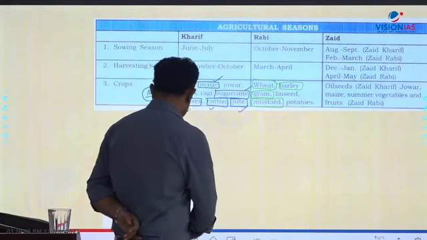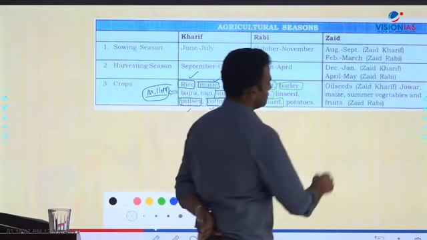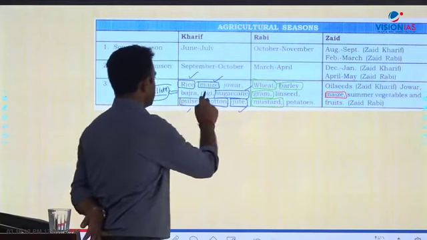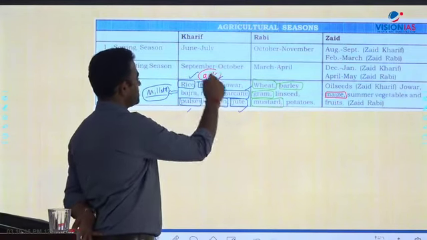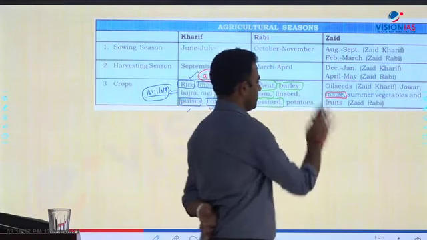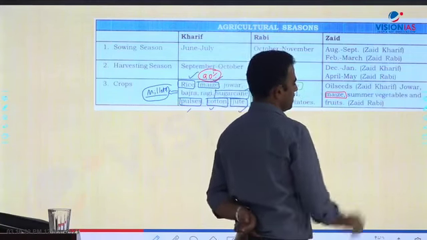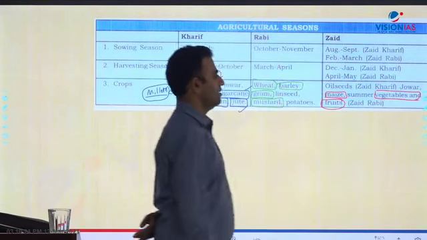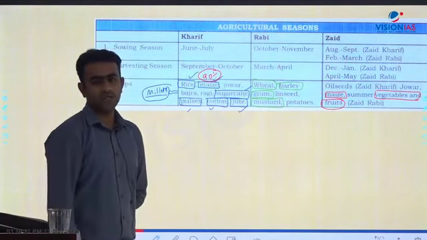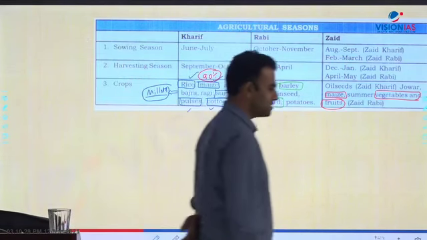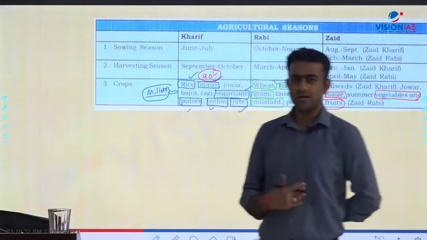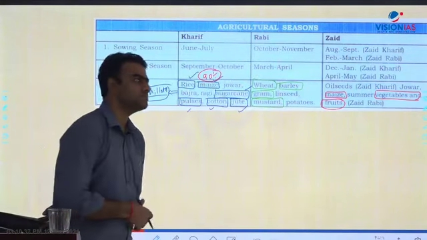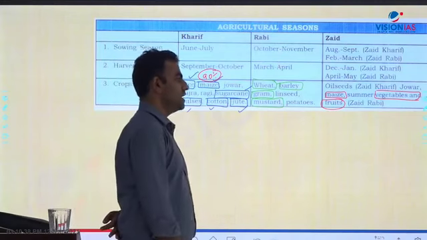What about Zaid? Maize is also Zaid, but remember maize, 90% of maize in India is Kharif. Okay, in some regions 10% it is Zaid also. And most importantly it is vegetables and fruits, because they are short growing. When do we have a good supply of vegetables? Just before the summers, right? And just before the winters. That is what is Zaid.